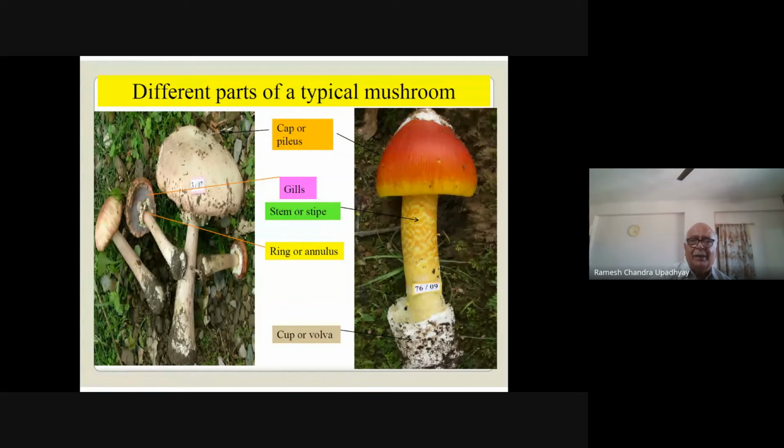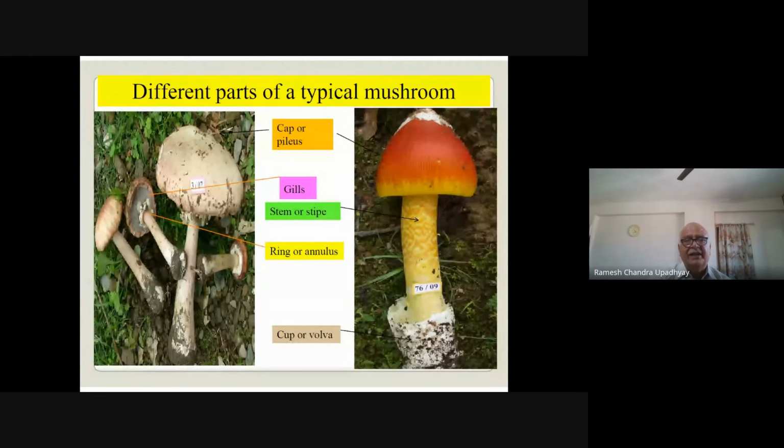Then in some of the mushrooms, there is a ring-like structure present, which we call an annulus or ring. This is common in Stropharia, Agaricus, and so many genera, where a ring is present. And then in some genera, such as Amanita and Volvariella, there is a cup-like structure. You can see here, this is a cup-like structure, and this is a volva. We call it a volva or cup. This is for identification of these genera.